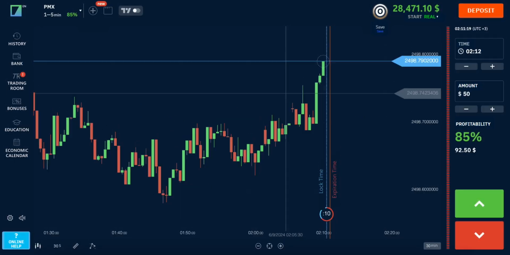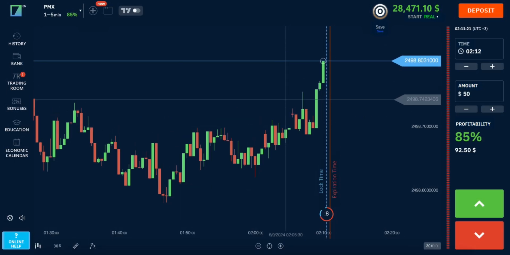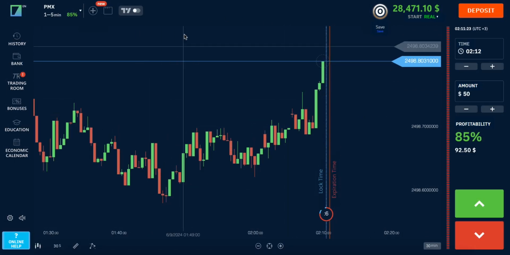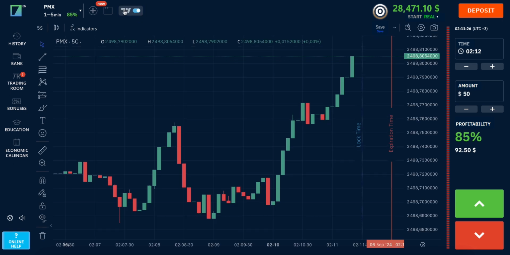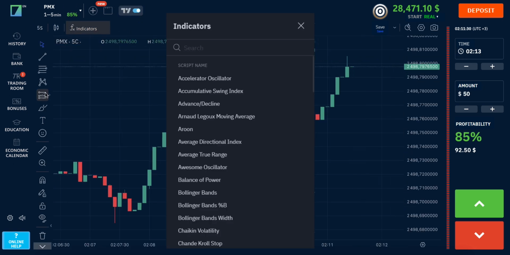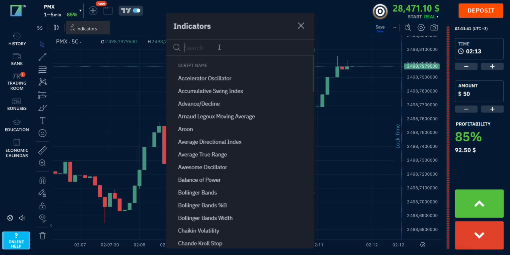We'll be working with the TradingView chart, and to do that, we'll enable it in the Binarium terminal. In the Indicators menu, we'll look for the simple momentum indicator, and you can use the search by name to find it. Then we'll add it to the chart.